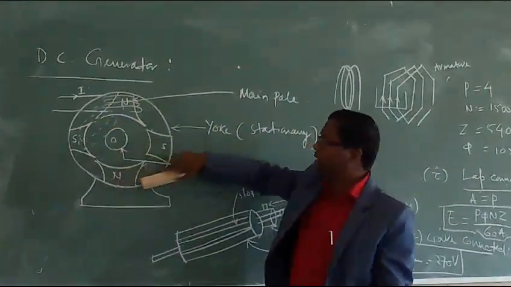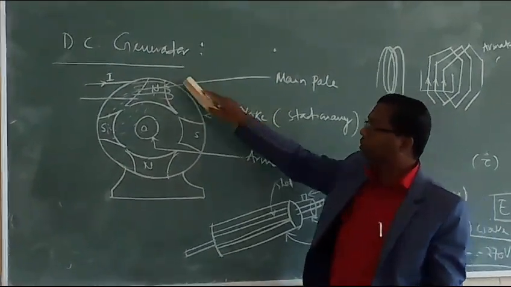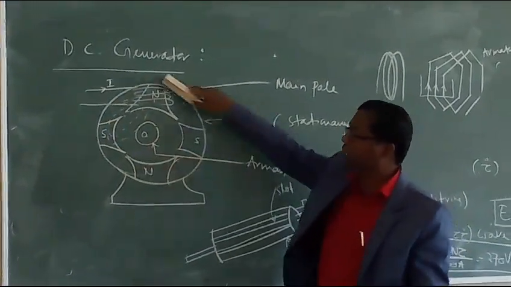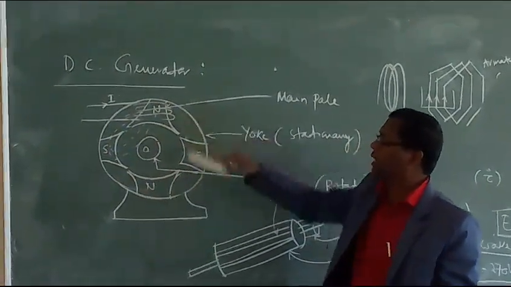The outer perimeter, we can say, is the yoke. The yoke provides mechanical support to the entire machine.